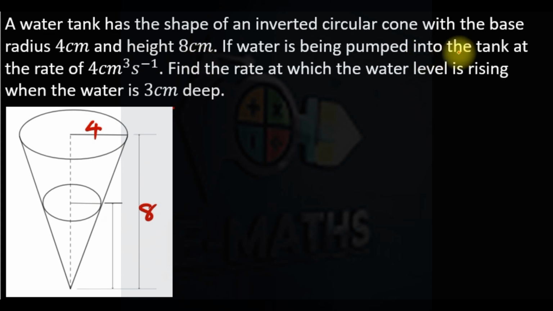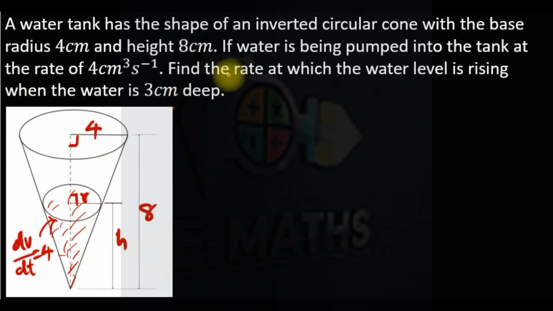And they said the rate at which the water is being pumped is dV over dt, which is 4. So that's the rate the water is being pumped. As the water is entering, at a particular level, let the height be h and the radius be r.